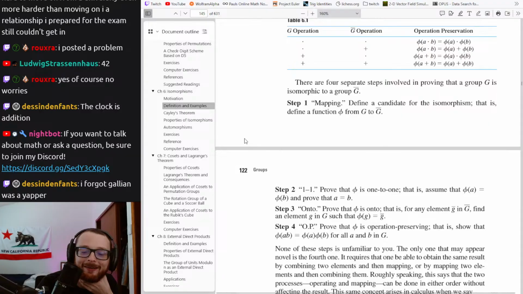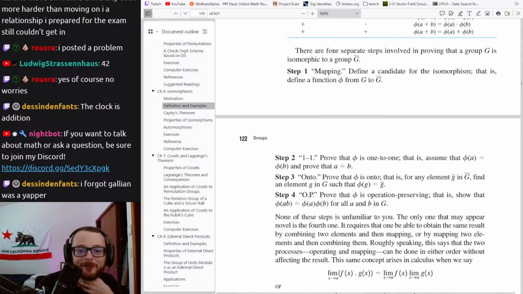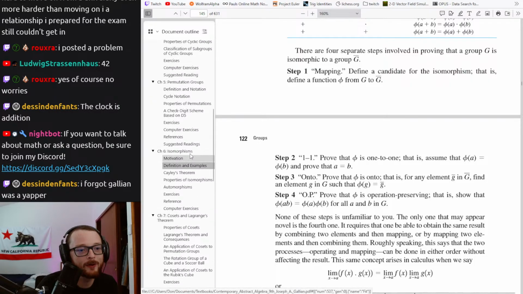Galleon was a yapper. And this is the book that I was self-studying for when Penn Center was doing the abstract algebra reading group. I only got as far, I think, as chapter 5, though. And chapter 5 was a real slog.